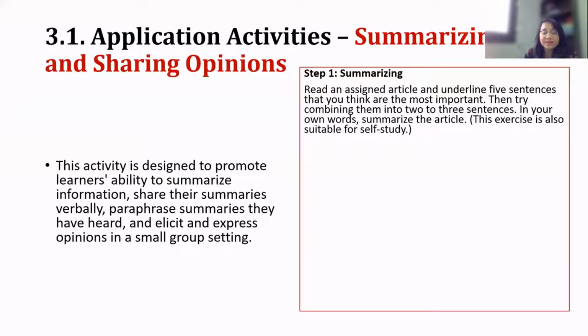Read an assigned article and underline 5 sentences that you think are the most important. Then try combining them into 2 or 3 sentences in your own words. After that, summarize the article. This exercise is applicable for both self-study and classroom instruction.